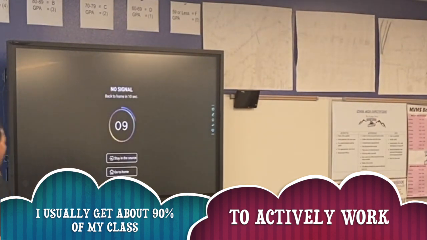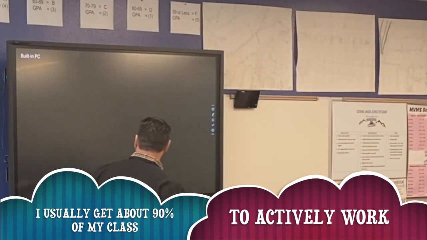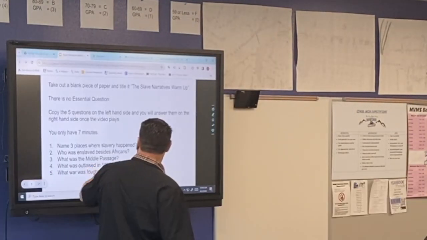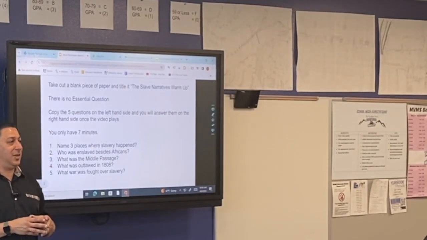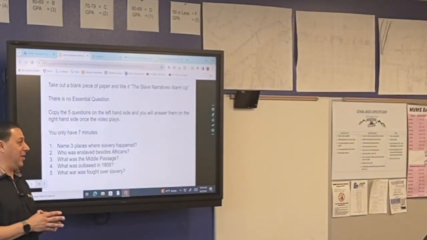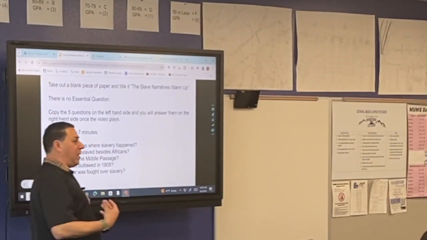And the next thing, skip down here to question number 4. What was outlawed in America in 1808? What was outlawed in America in 1808? Y'all hear? There you go, bringing slaves from Africa.